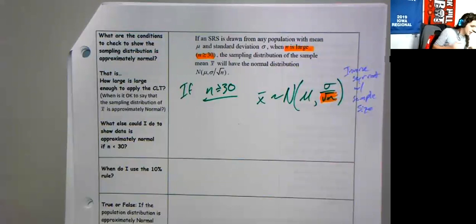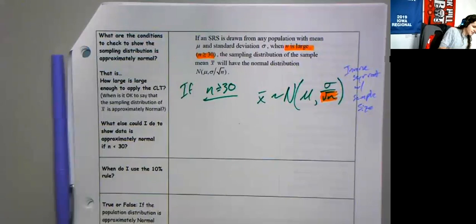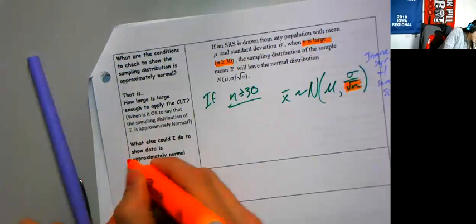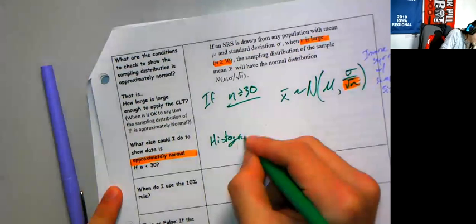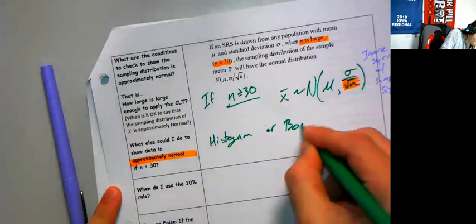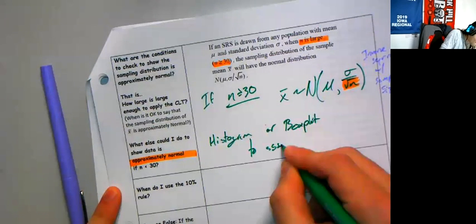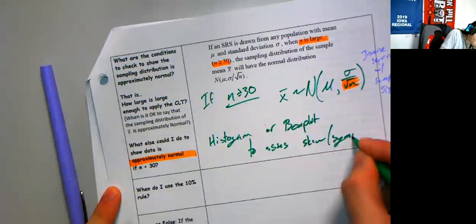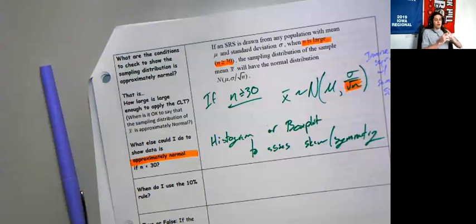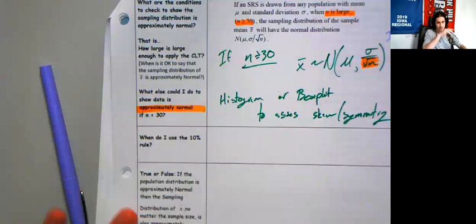What else could I do to show the data is approximately normal if I don't get to that n is equal to 30 threshold? I could look at a histogram. I could look at a dot plot. Look at some sort of, probably a histogram or box plot to assess maybe skew or symmetry. Right. And so once again, we have to assess normality.